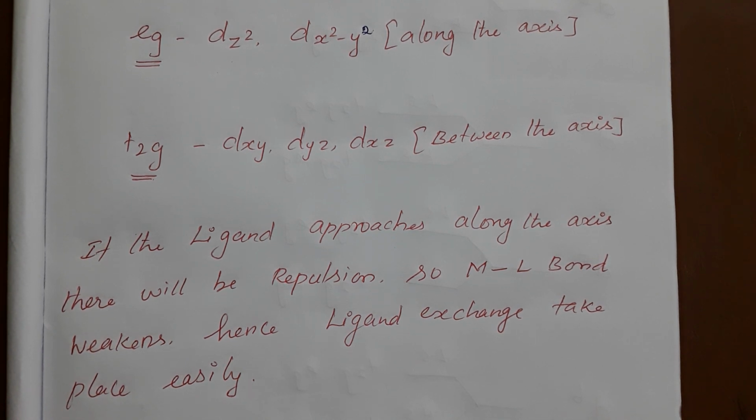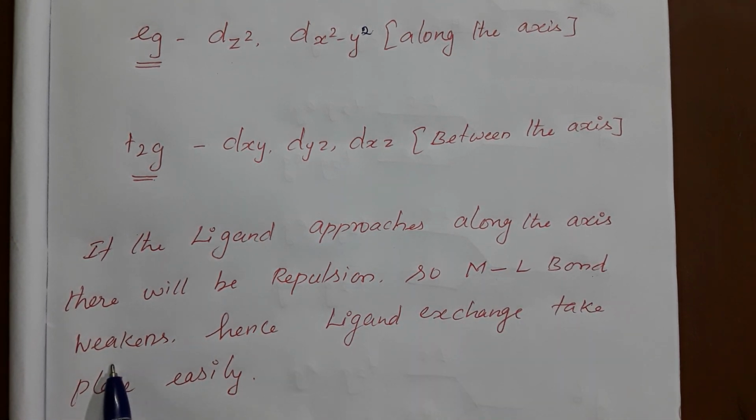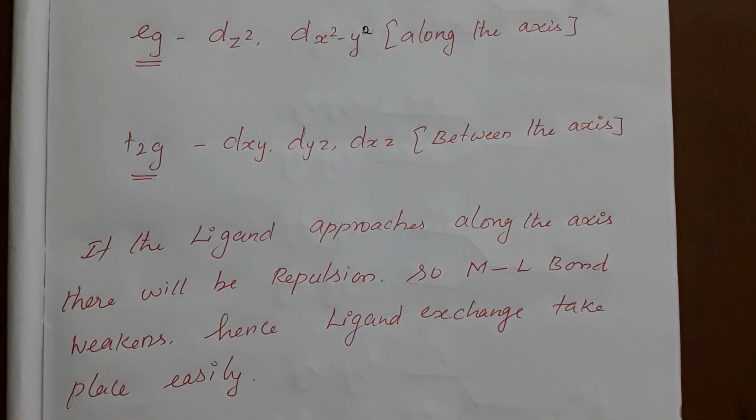If the ligand approaches along the axis, there will be a repulsion. So the metal ligand bond weakens. Why it is weakened: when there are repulsions, the metal ligand bond lengthens. When the metal ligand bond lengthens, then it is weakened. Then we can exchange the ligands very easily. So that is why, if the ligand approaches along the axis, it is very easy to exchange the ligand from the central metal atom.